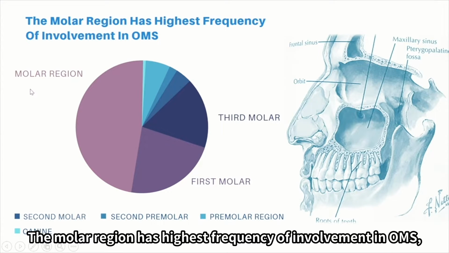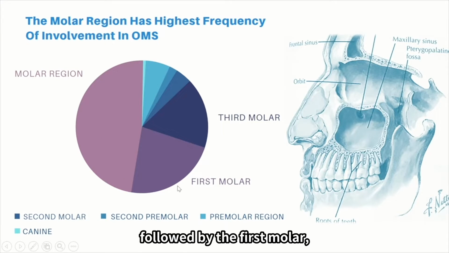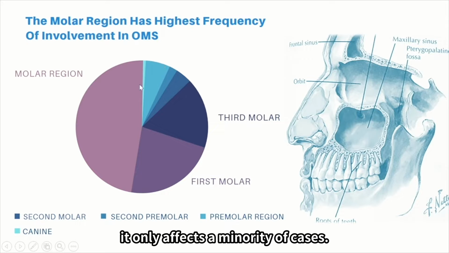The molar region has the highest frequency of involvement in OMS, followed by the first molar, the third molar, and the second molar. As for the premolar region, it only affects a minority of cases.